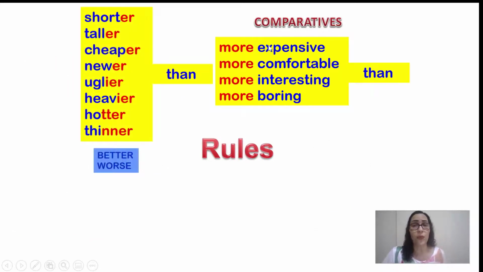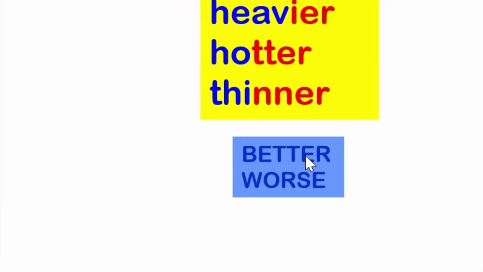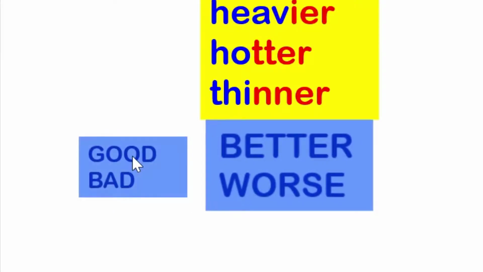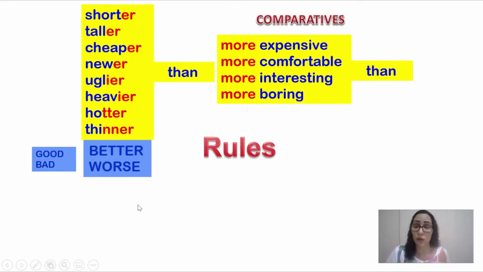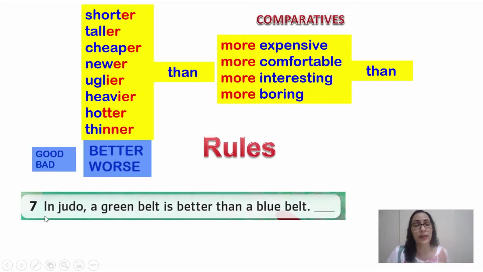And there you go. We have this chart that summarizes the rules and reminds us that the words better and worse are irregular comparatives. Better is the comparative of the word good, and worse is the comparative of the word bad. There was an example in the text as well. In judo, a green belt is better than a blue belt. Okay, let's try to practice a little bit using these rules.